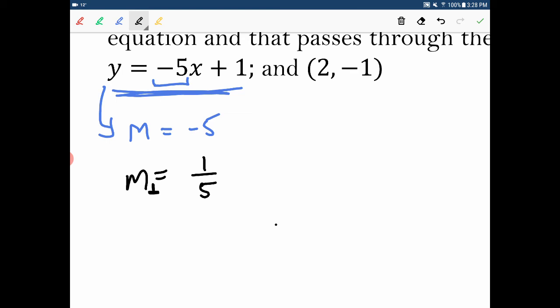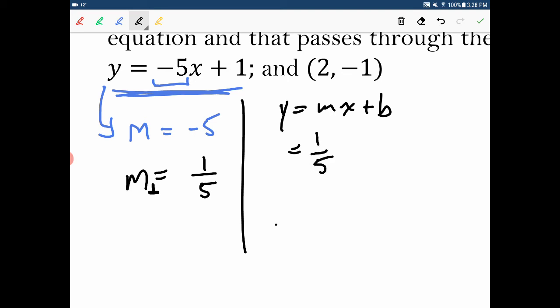Okay? So from there, we're going to have y equals mx plus b. Okay? And we're going to sub in the new slope that we just discovered, which was 1/5. Okay? I'm going to sub in the point, which is right here. So there's my x, there's my y. So my y is equal to negative 1. My x is equal to 2. All right? So we get negative 1 is equal to 1/5 times 2, which is equal to 2/5 plus b.